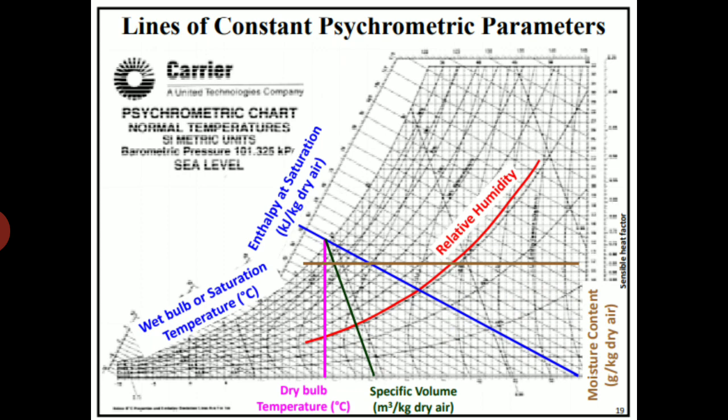You can see dry bulb temperature, specific volume, then the blue color wet bulb temperature line. The blue color line is the wet bulb temperature line, and corresponding to that you can obtain enthalpy values. Then the red color is relative humidity, which can be obtained in terms of percentage, and wet bulb temperature you can obtain on the saturation curve. Fine.